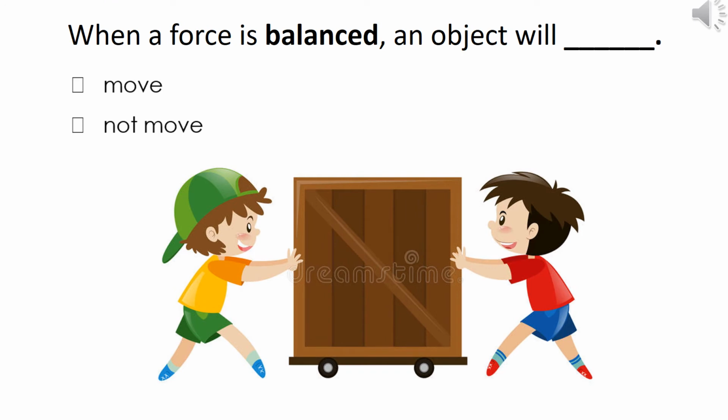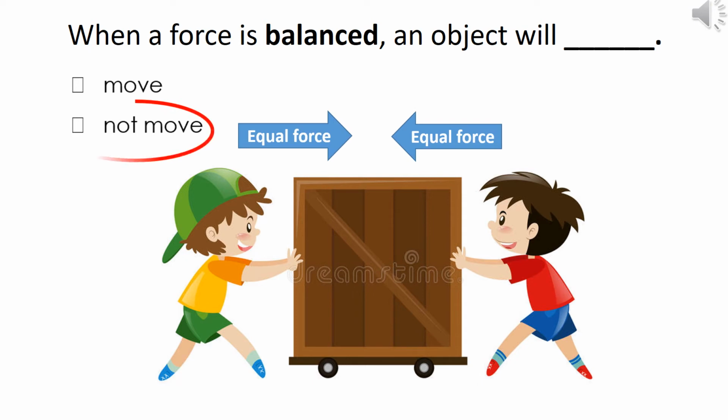When a force is balanced, an object will move or not move. We know that for an object to move, it needs to have a greater force in one direction. But here, we have equal forces. Therefore, the object will not move.